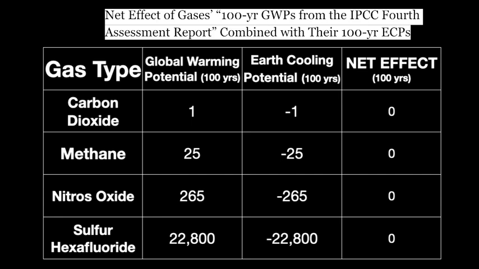But because the sun's infrared radiation also excites those gases, and because some of that radiation is going to be directed back into outer space, the same gases have the same Earth cooling potential. So methane has 25 times the 1 carbon dioxide cooling potential, and so we can subtract those out and we get a net effect in 100 years of 0.